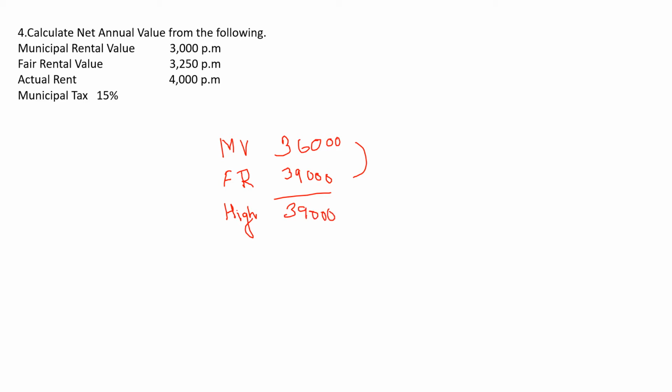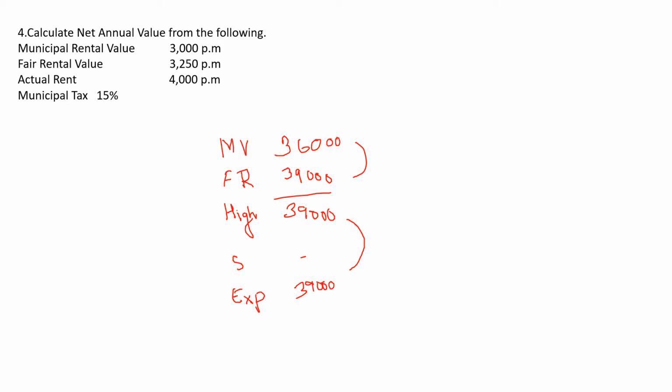And now standard rent. Standard rent has been given? No, nothing has been provided. So we take the lower of the higher amount and the standard rent, and we take the lower amount as expected rent. So expected rent will be 39,000 only.